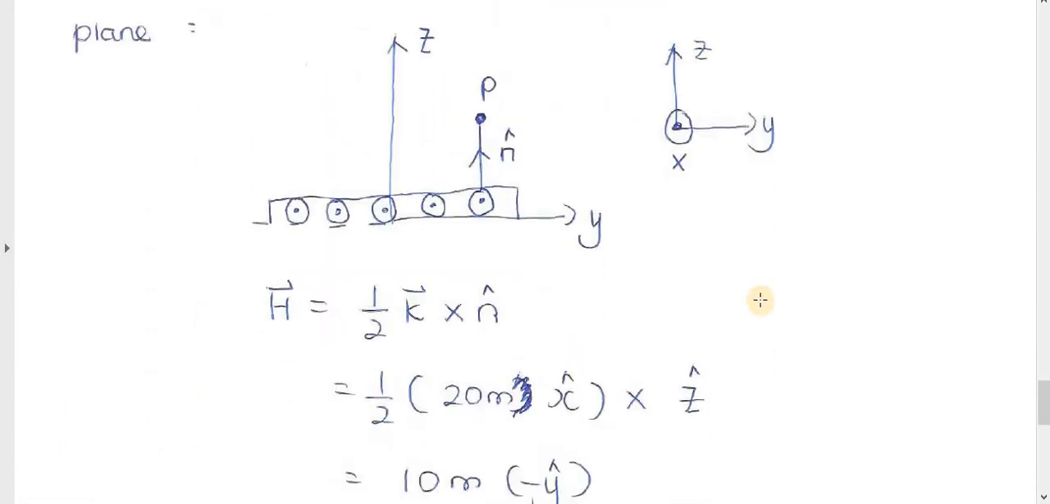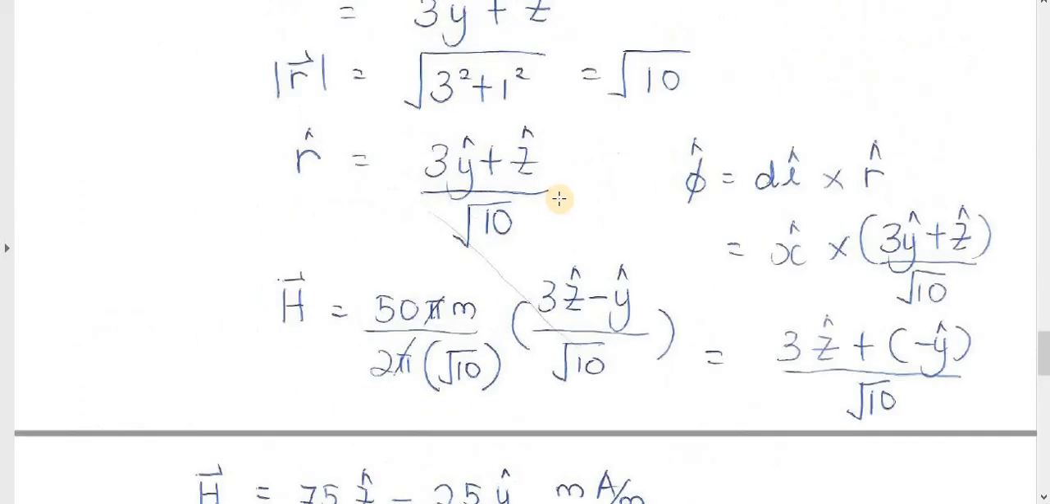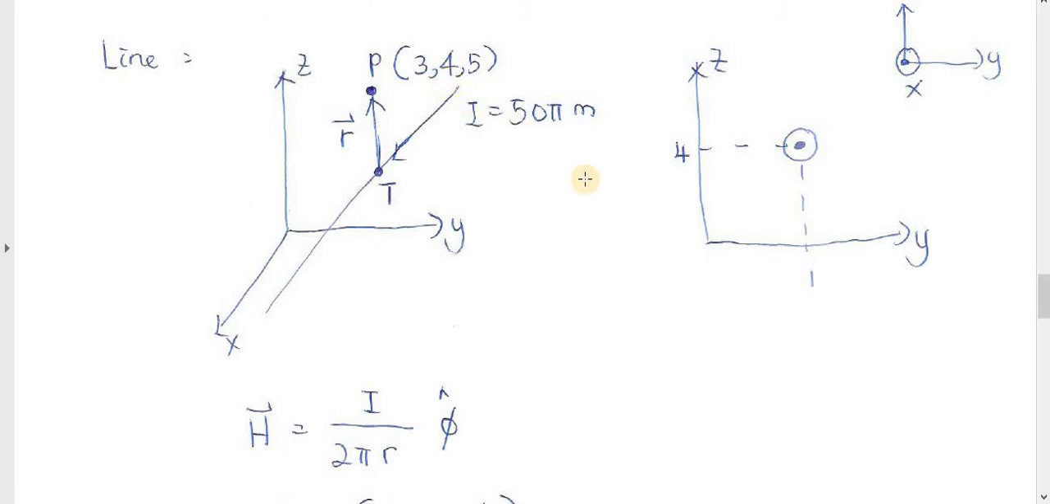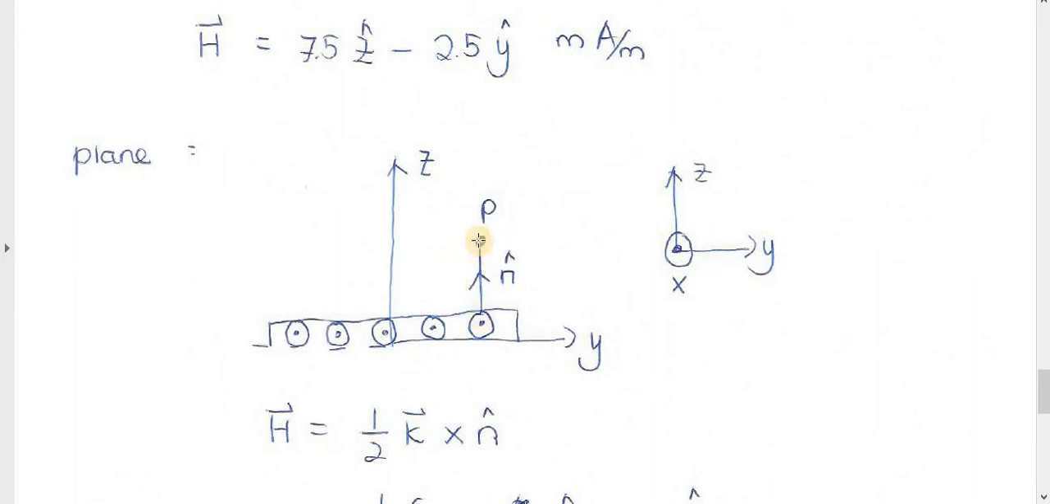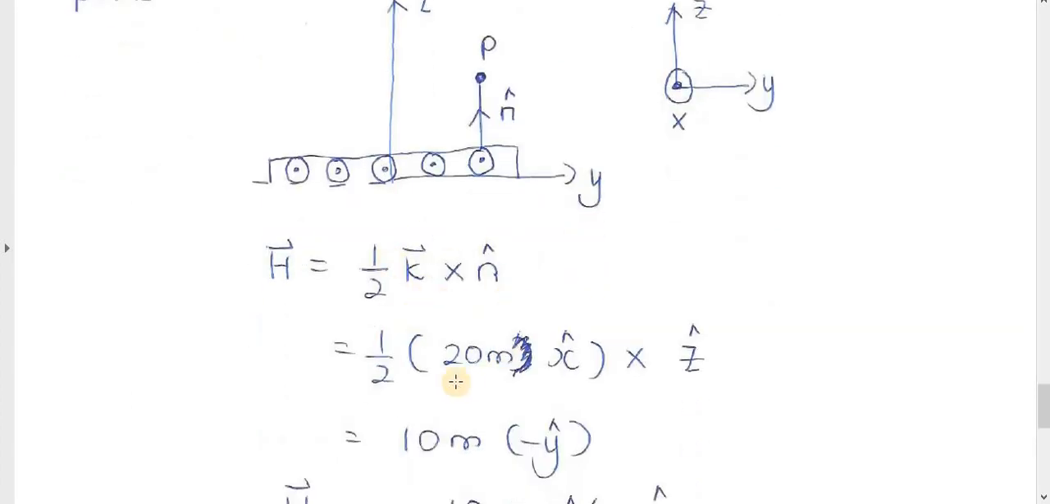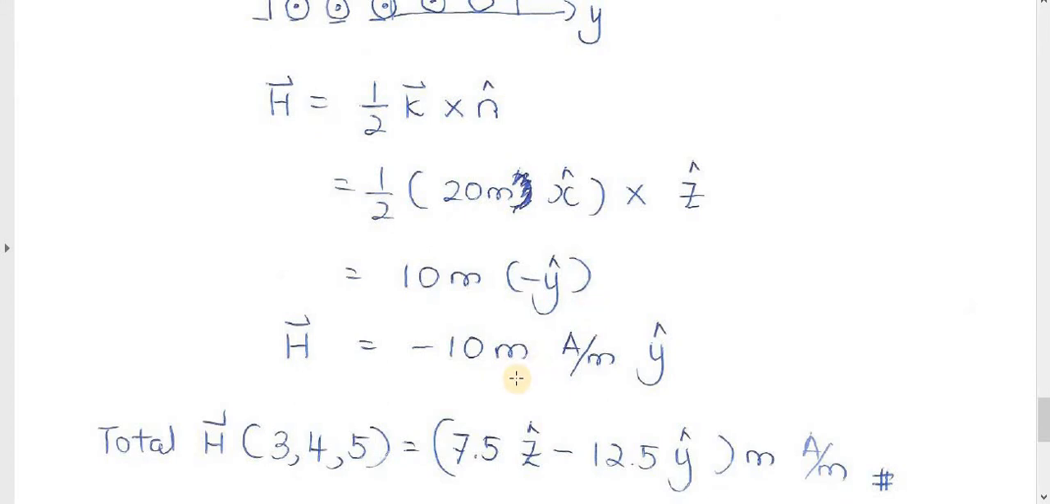Next, we move on to the plane. The plane is very easy, located at the z position 0. This is the observation point, which is 3 4 5. So basically it is located at a height of 5 above it. Use these equations. The magnitude of the current density is 20 milliamperes per meter in the x direction, cross product with this one, which is pointing upward in the z direction. So I will get this one, negative 10 milliamperes per meter in the y direction.